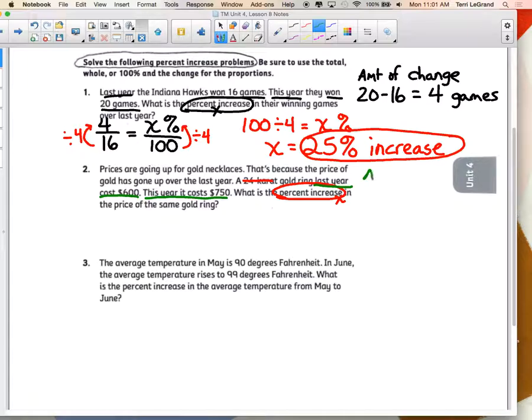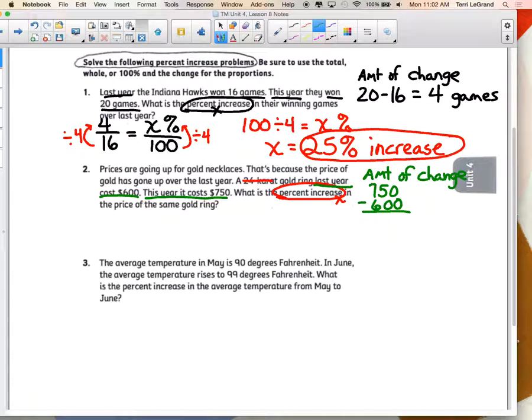So let's come over here and let's show in our notes what we were finding. We're finding the amount of change. And how are we going to find that? Caden? We're going to take 600 from 750. Take the larger amount and subtract the smaller amount to find how much it changed by.